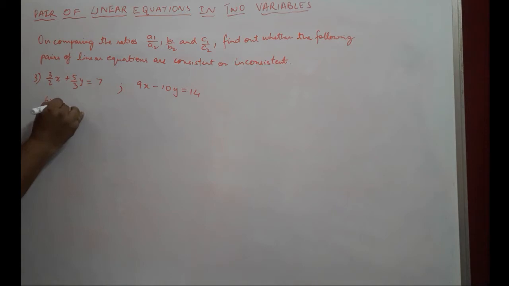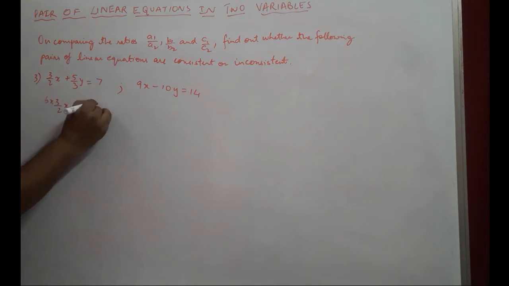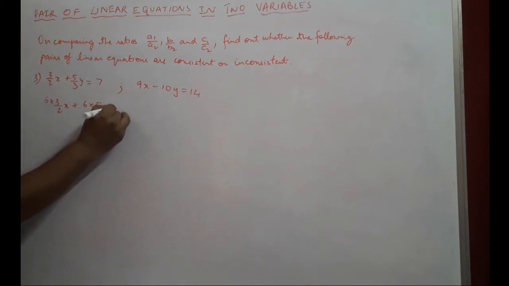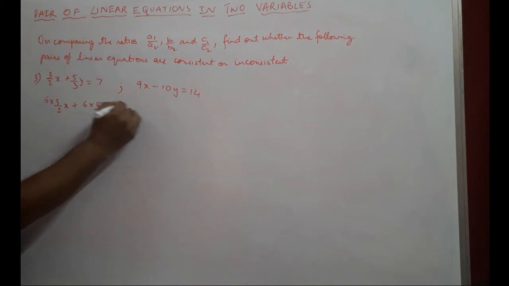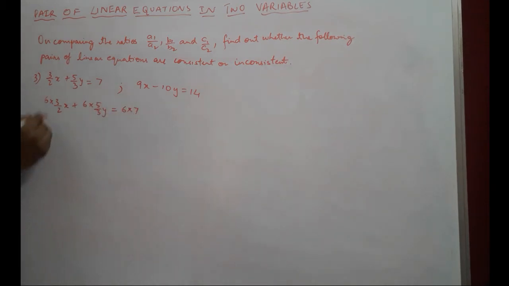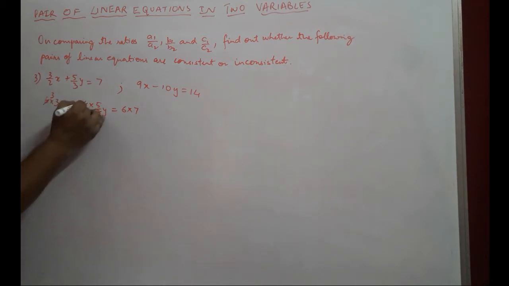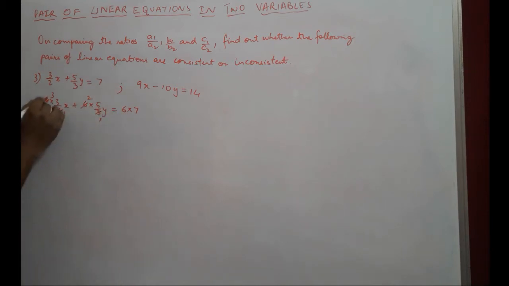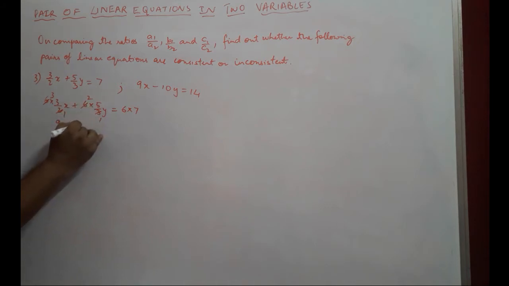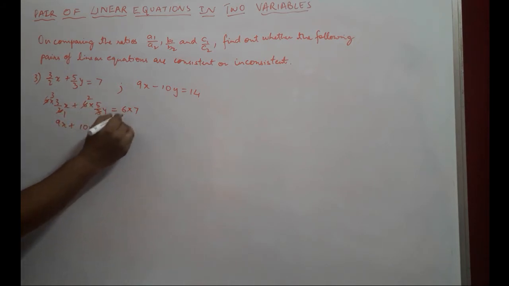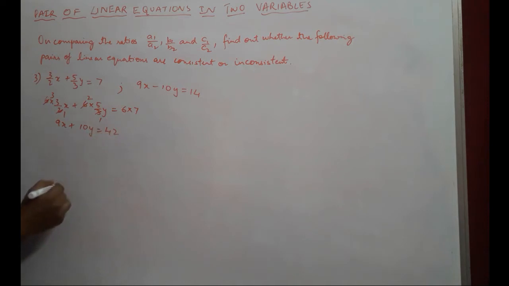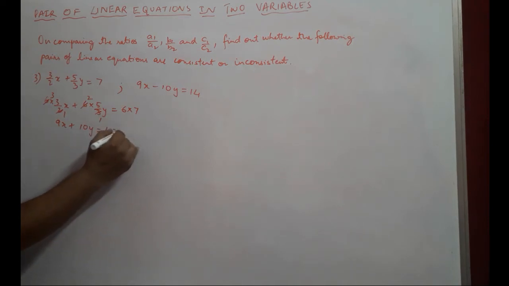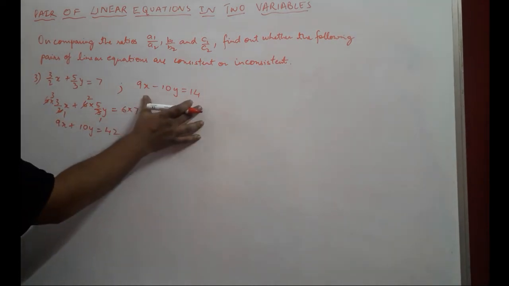6 into 3 upon 2x plus 6 into 5 upon 3y equal to 6 into 7. So 2 ones are 2, 2 3s are 6, 3 ones are 3, 3 2s are 6, and this will remain 42. So 3 into 3 we get 9x plus 2 into 5, 10y, equal to 6 into 7, 42. Okay, so this we get our first equation, and this is our other equation.